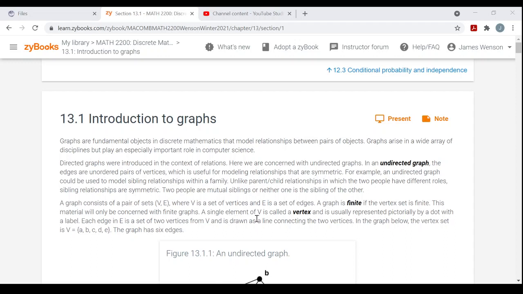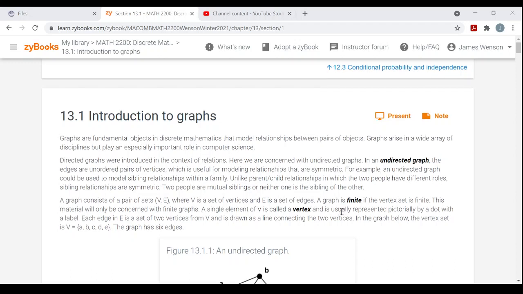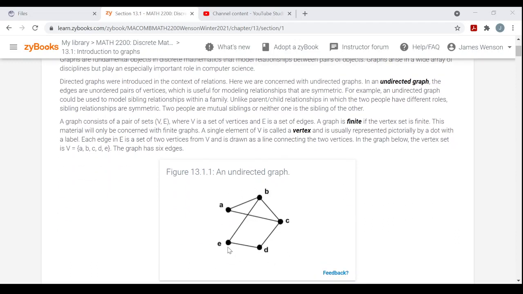A single element of V is called a vertex and is usually represented pictorially by a dot with a label, right? And again, you've seen graphs before, directed graphs. So like on this picture, for example, the vertices are A, B, C, D, and E. Each edge in set E is a set itself. So every edge is a set of two vertices from V that are connected by a segment, right? Just a line, no arrows.